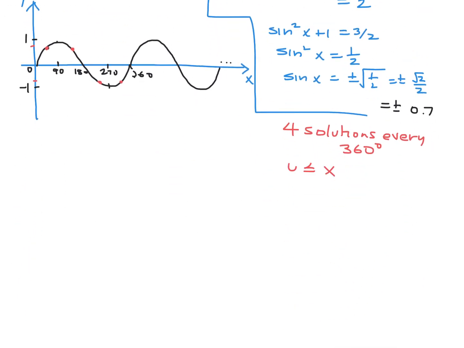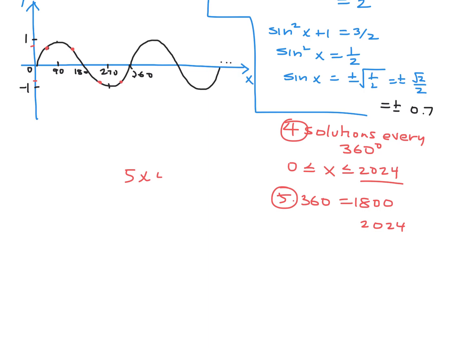So x is between 0 and 2024. How many 360 degree cycles is that? 5, I think, right? Because 5 times 360 is 1800. And then we'd have to go another... 2024. Yeah. So for each of these 5 cycles, you get 4 solutions. So 5 times 4, that's 20.